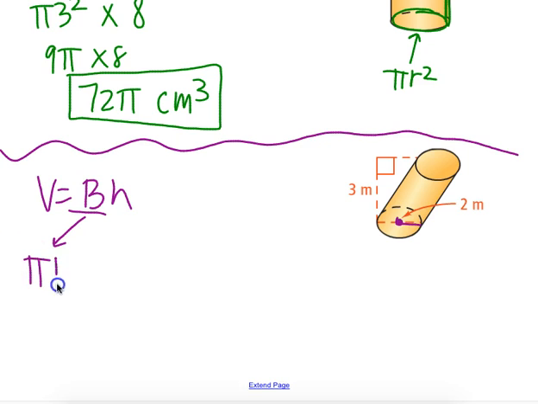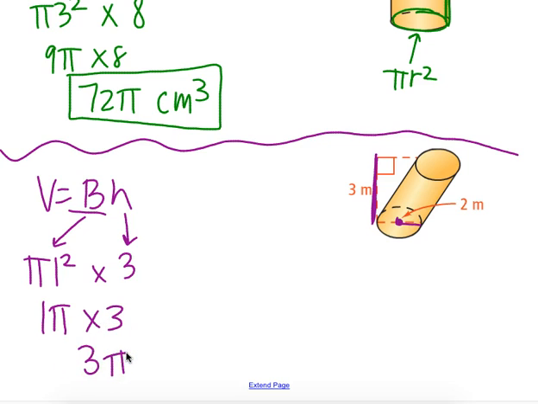So pi 1 squared times what's our height? How tall is our cylinder? Well, it's 3. 1 squared is 1 times 3 gives us 3 pi meters. Nice work, everyone.